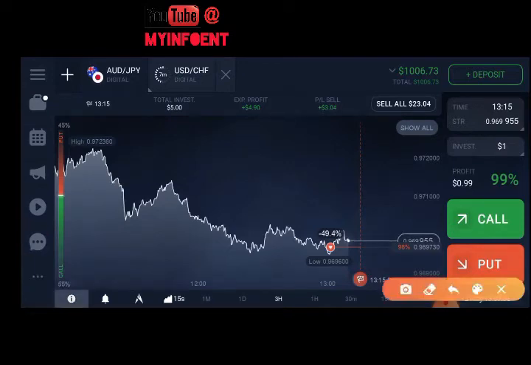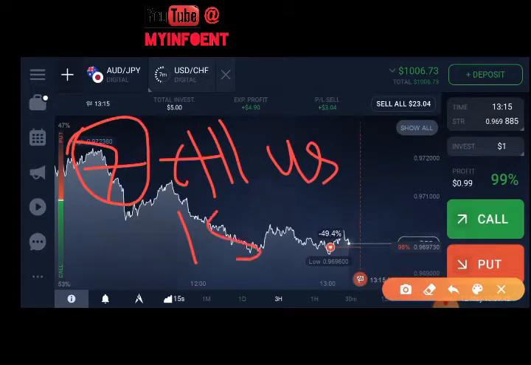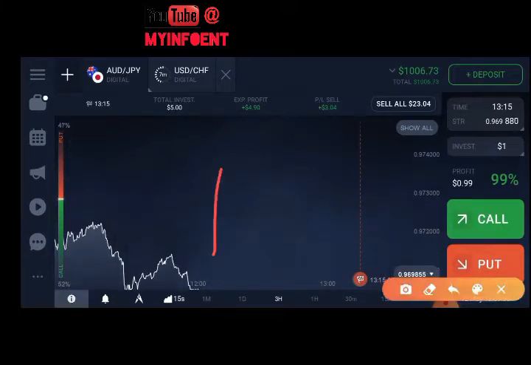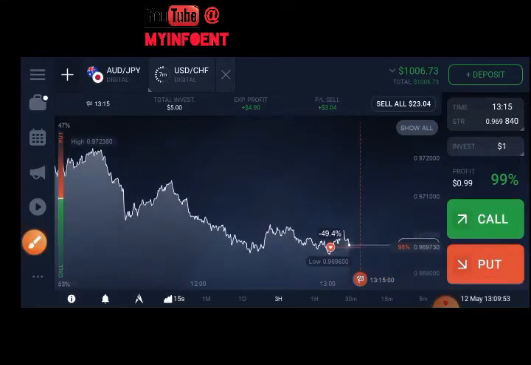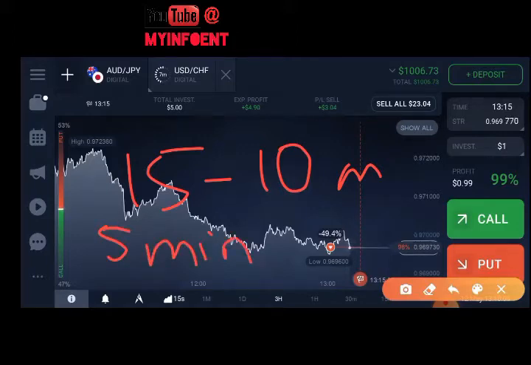Then number 7, always use 15 minutes expiration time, and trade between 15 to 10 minutes. If the time left is 5 minutes, just wait for another trade opportunity. How do you know? The time left always shows on the asset you're trading, as you can see here.